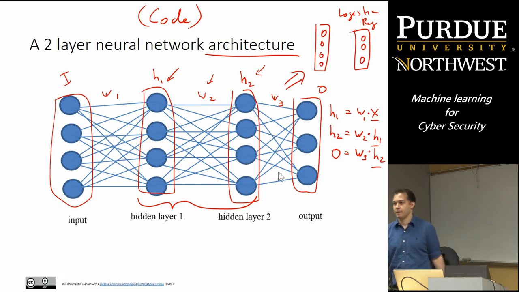Yes, sir? Do you always need a connection from every single node in one layer to every single node in the next layer? This is called a fully connected network. There are also not fully connected networks. For this class, they're going to be fully connected.